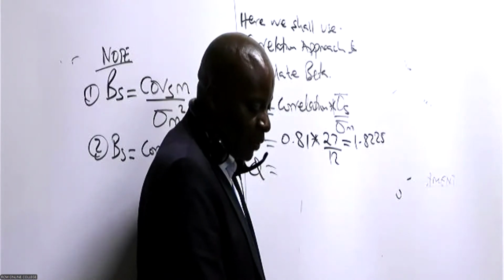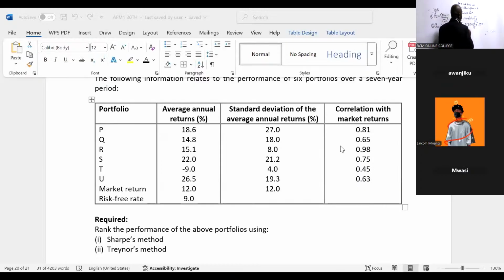So without my intervention, I can see the correlation of Q, which is 0.65, times the standard deviation of Q, which is given as 18, divided by the standard deviation of M. The standard deviation of M is known and will remain constant throughout, which is 12. So what figure are we able to see there, my good students?